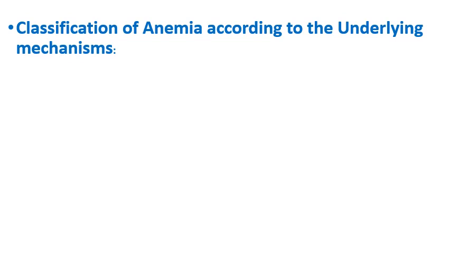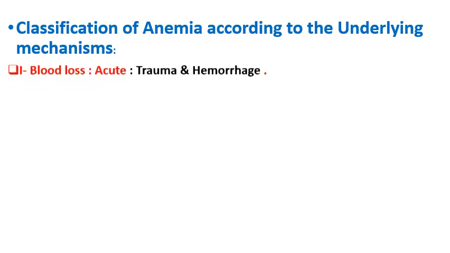Classification of anemia according to the underlying mechanism. First, blood loss, acute or chronic blood loss. Acute blood loss, as in the case of trauma, or in the case of hemorrhage, as for example an accident, or as an example rupture of an aneurysm of the aorta in the abdominal cavity, and so it will lead to internal bleeding that leads to acute blood loss.